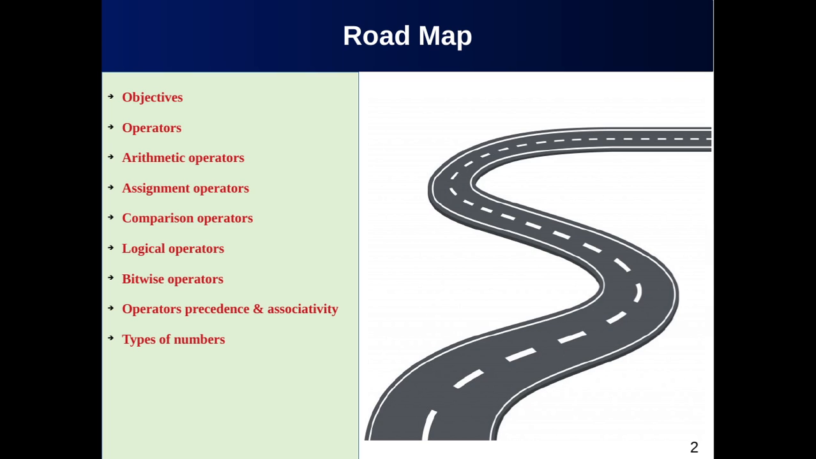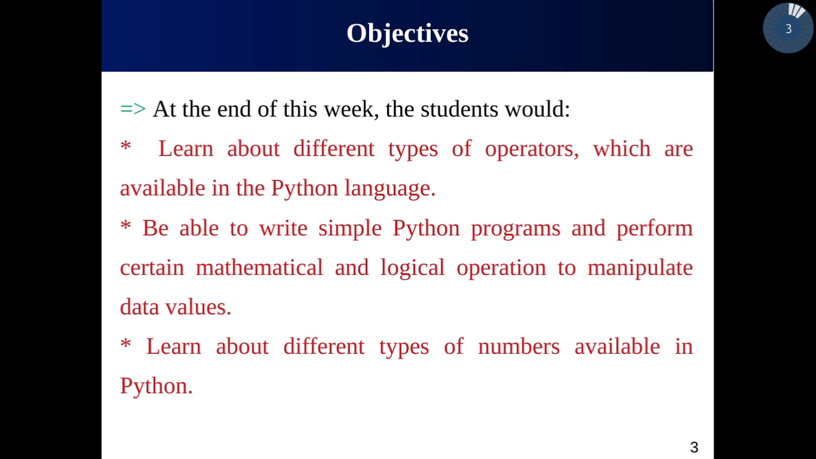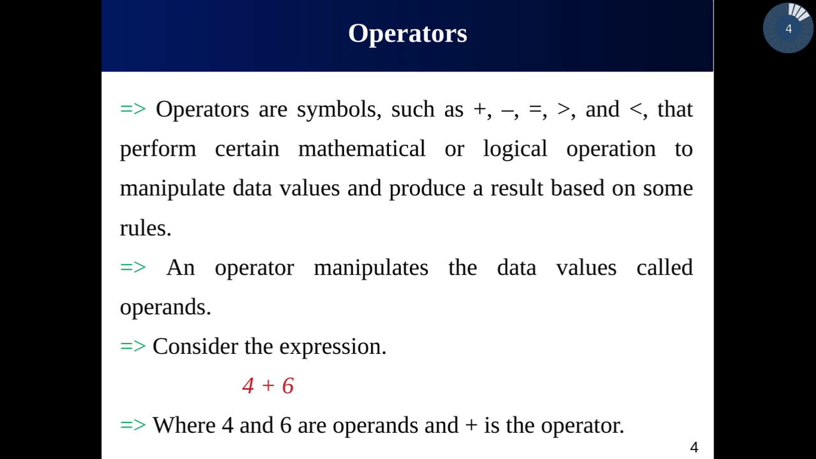Finally, we will see different types of numbers available in Python. So the objectives are that at the end of this lecture, you will get familiar with different types of operators. You will come to know about the different categories of these operators, and then it will enable you to write simple Python programs and perform certain types of mathematical and logical operations over the data. Or in other words, you will be able to manipulate data values by performing different operations over them. And finally, you will learn about different types of numbers that are available in the Python language.